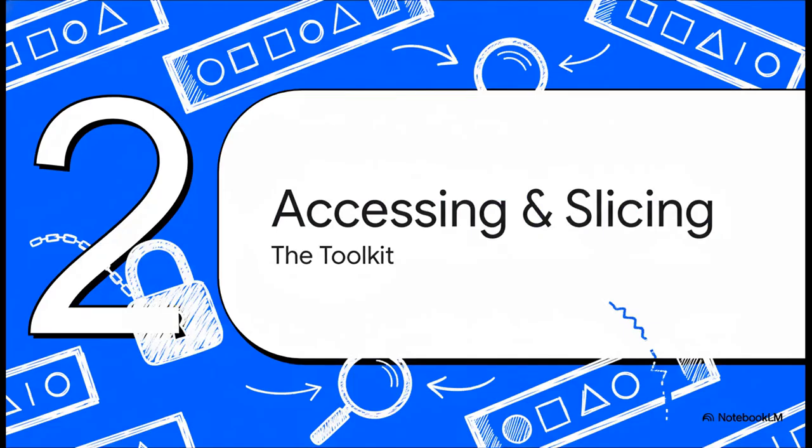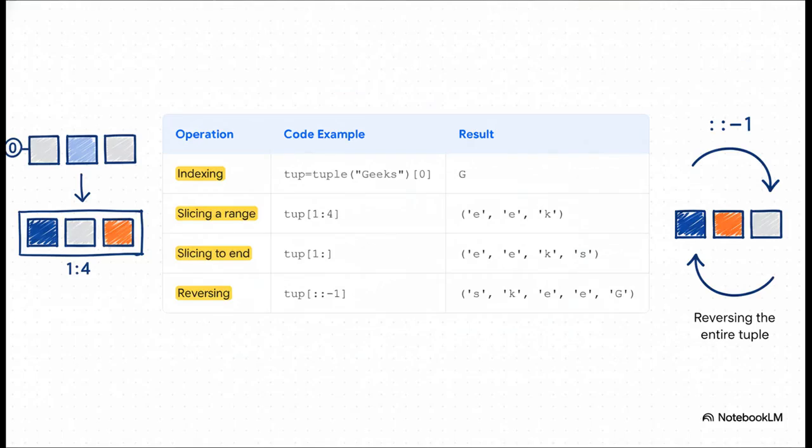All right, so you've locked your data safely inside a tuple. Now, how do you get that information back out when you need it? The good news is, if you're comfortable with lists, you already know how to do this. You can use indexing with square brackets to grab a single element, or slicing to pull out a whole section. And here's a neat little trick. That [::-1] syntax, it reverses the entire tuple for you on the fly.